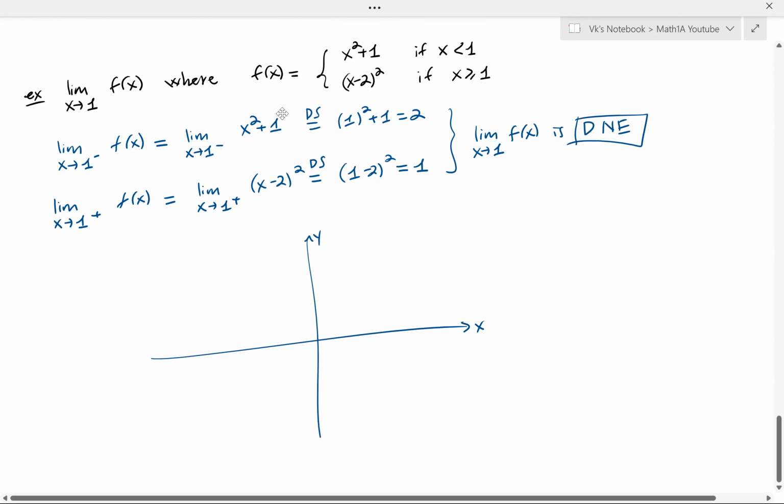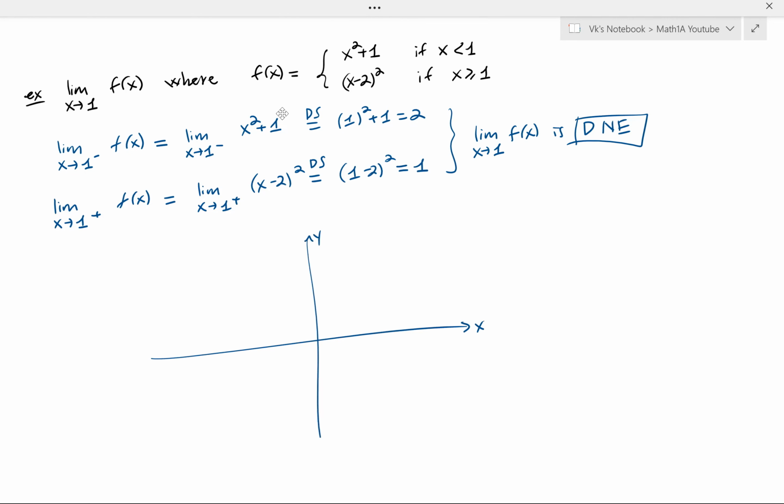X, y. Well, we have 1 right here. On the left, the piece x squared plus 1 means that we're going to shift the function up by 1 unit. And as you can see, the limit as x approaches 1 on the left side is 2. Well, since we don't have equality, we use an open circle. This is a parabola. Okay, got the left piece.